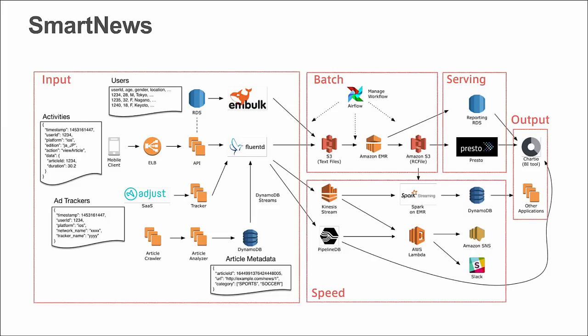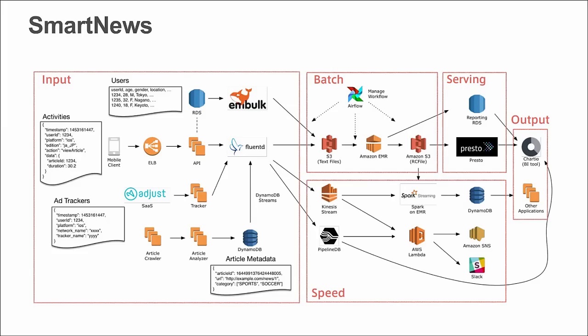So you'll see that essentially they're capturing event streams in real time through their APIs. They have user information from RDS, which is our relational database service, and they have data about ads and article metadata stored in DynamoDB. All of that is coming into a process that's loading that data onto S3, so it's put into FluentD and then spun onto S3, and also spun into Kinesis.